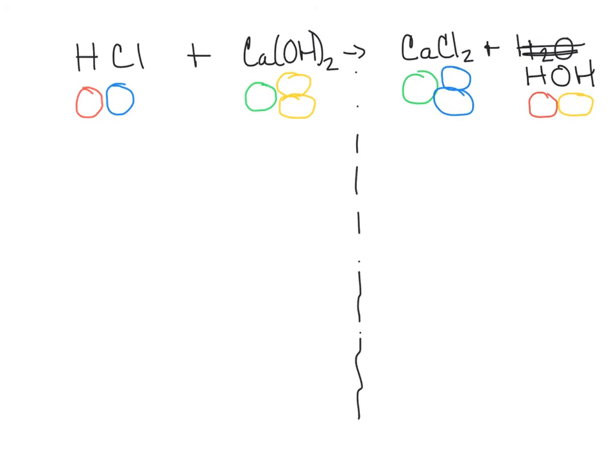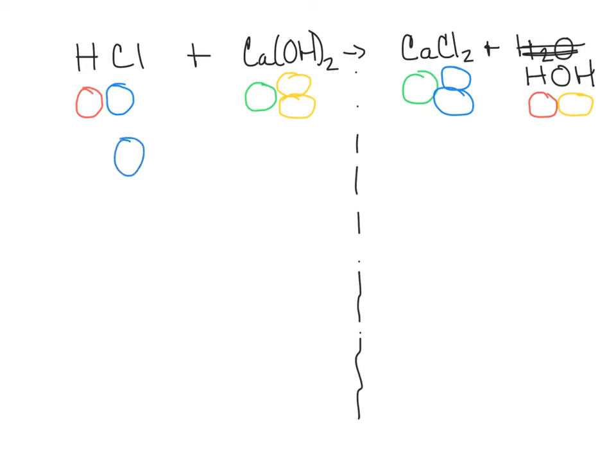Now, taking a look at both sides, I need to have the same number of each colored circle on both the left and the right. So right now, I have one red. That looks like that's okay. But notice I have one blue and I have two blues over here. So I need to add an additional blue.